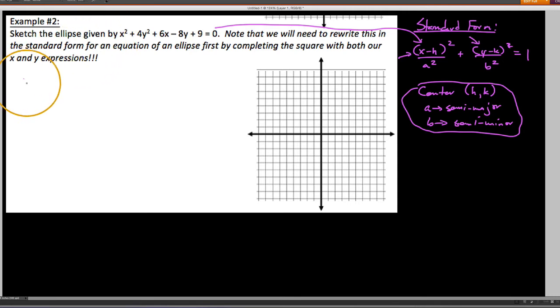So the first thing I want to do is reorganize our expression here. We say x squared plus 6x. Let's put our x's together. We say plus 4y squared minus 8y. And then the last thing I'm going to do is take this constant 9 and boot that to the other side.